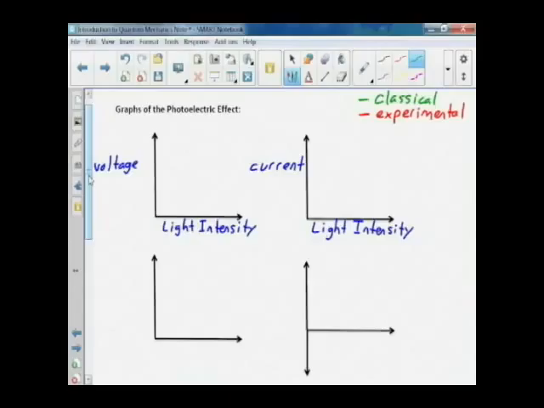Okay, so classical physics said that as the light intensity goes up, the voltage should increase. The energy of the electron should increase. But what we found experimentally, and I remember from the actual experiment, what happened to the voltage as the light intensity went up, or the energy of the electrons as the light intensity went up? The voltage stays the same. Good. And again, these are just arbitrary values, just the general shape.